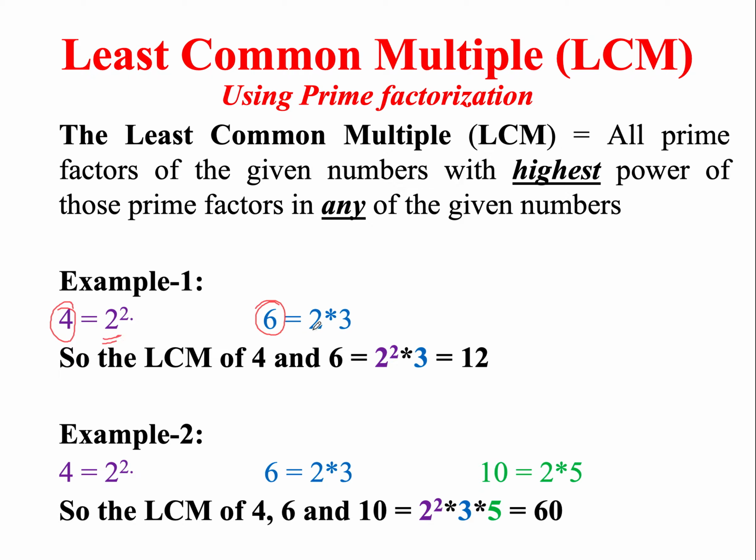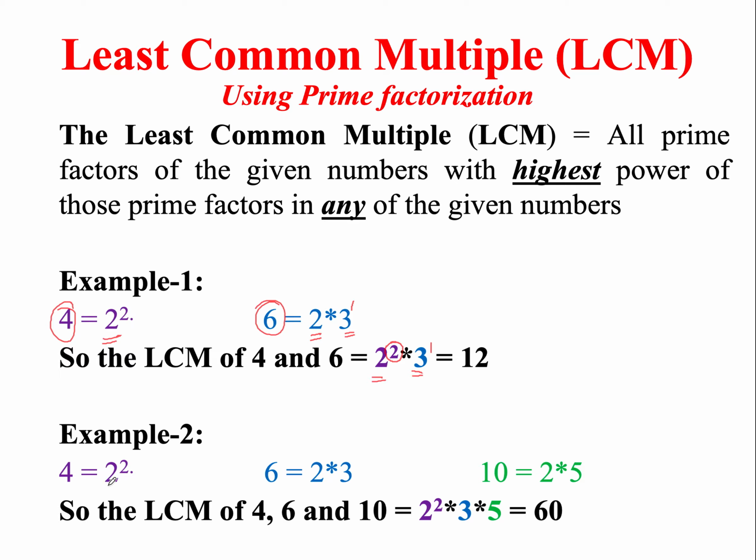So one prime factor is 2, the other prime factor is 3. The highest power of 2 available in either of these two numbers is 2. So we have written 2 square here. And the highest power of 3 available in either of these numbers is 1. So the LCM becomes 2 square multiplied by 3. On multiplying these two things together, we find out 12, which is the LCM of these two numbers. Now, let's quickly look at the next example, the same example that we discussed in the previous slide.